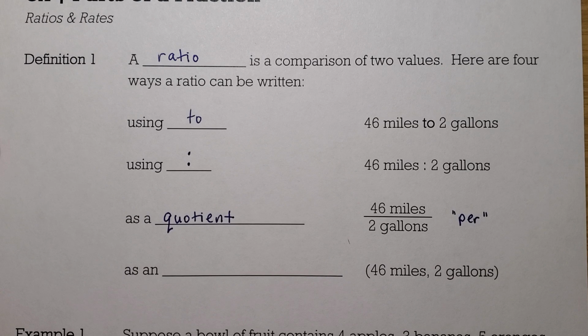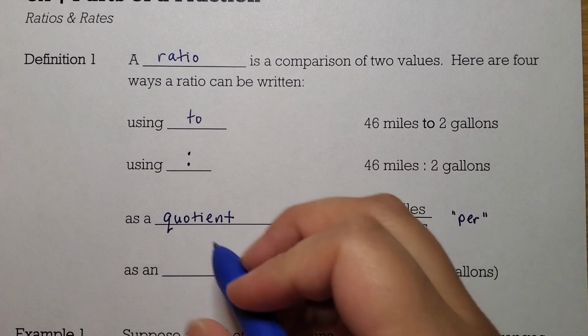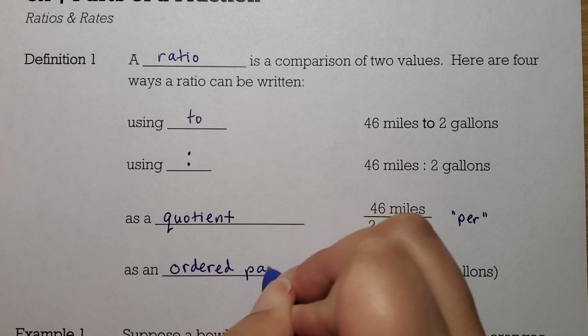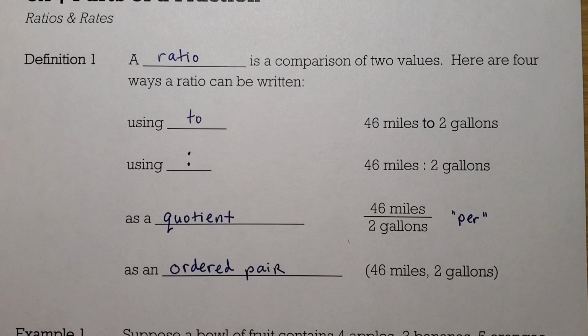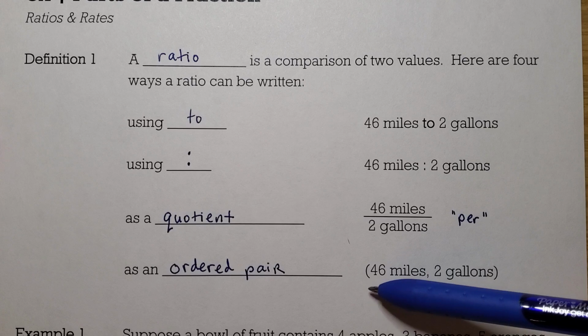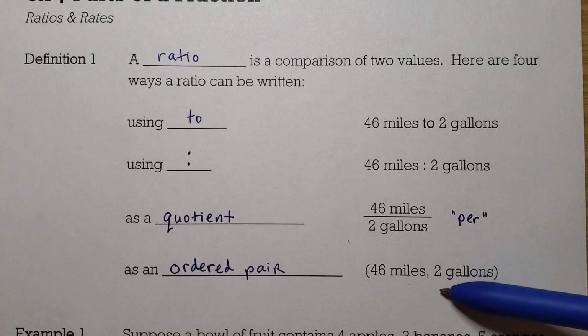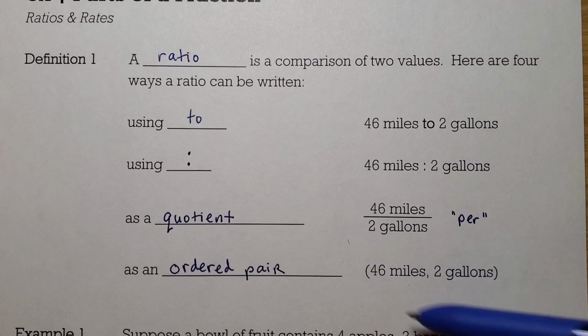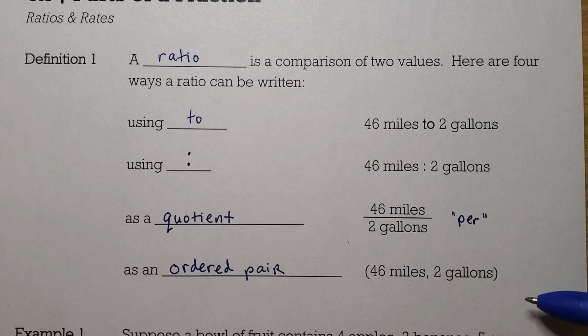And another way that you might see ratios written, especially if you are going into programming, is by using an ordered pair. We'll also see these sorts of objects in the future when we go to do some graphing, but it's another way of writing the same concept, where I have 46 miles as a distance and 2 gallons as an amount of fuel. So all four of these are saying exactly the same thing. They're just saying them in different ways.